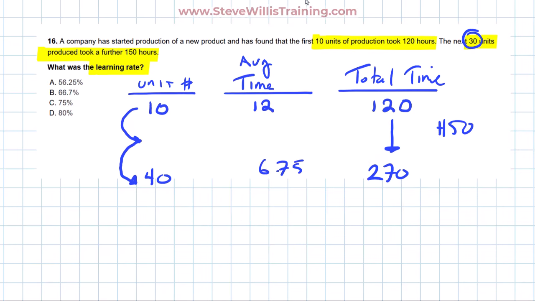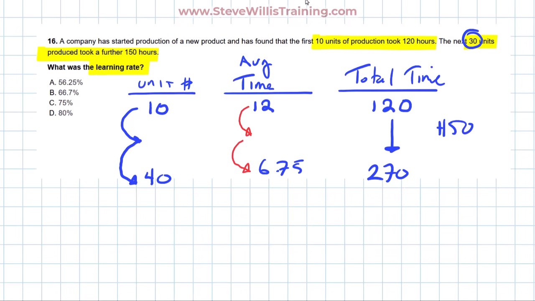Now you need to remember, when we're using this approach, we see the effect of the learning curve every time production doubles. So it would go to here and then to here. Now, the quick way to do this, don't even bother with the math that they show you in the model answer. You can just do a brute force test.